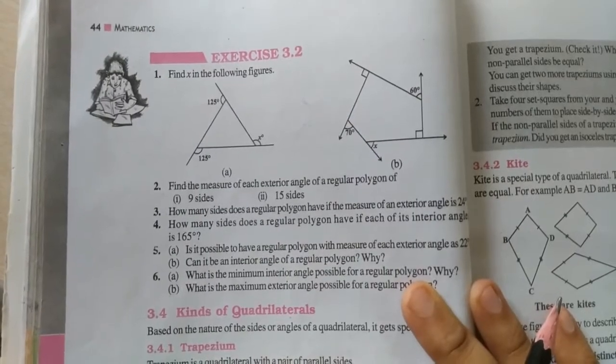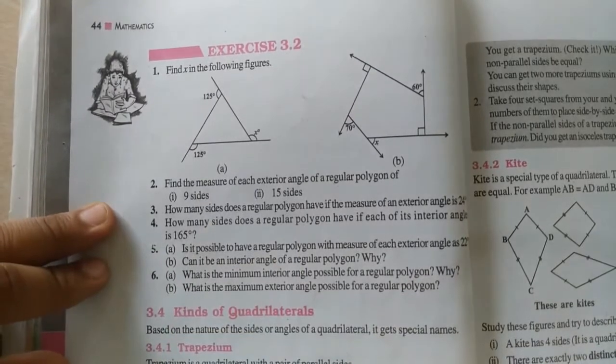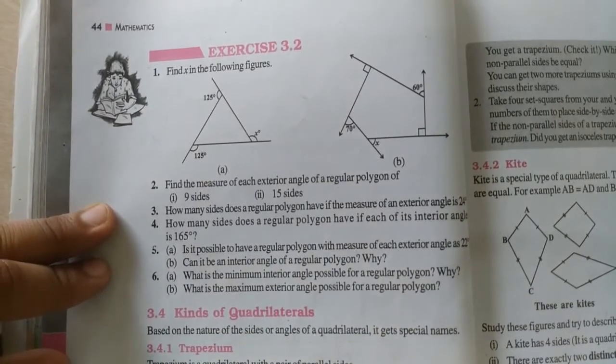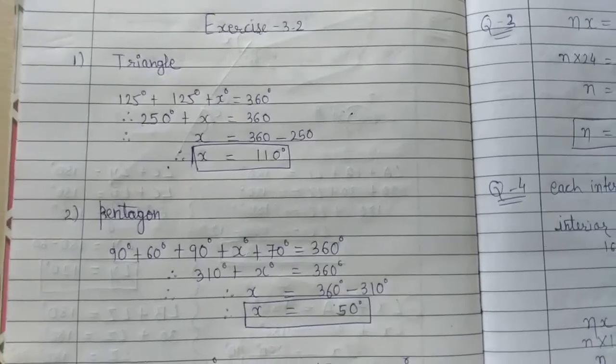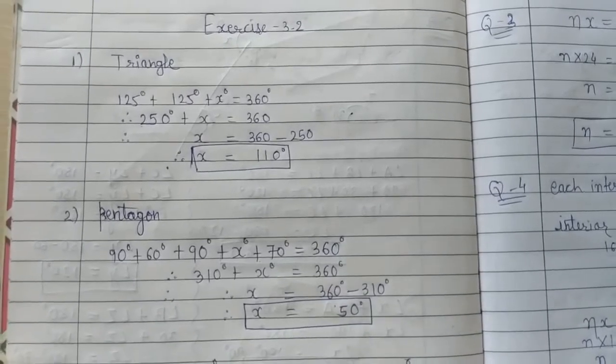Now exercise 3.2. Find the x. The triangle is there and all exterior angles are there. So 125 plus 125 plus x is equal to 360 degrees. Okay, so this way we can find it. 125 plus 125 plus x is equal to 360 degrees.